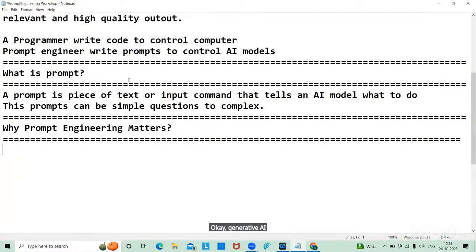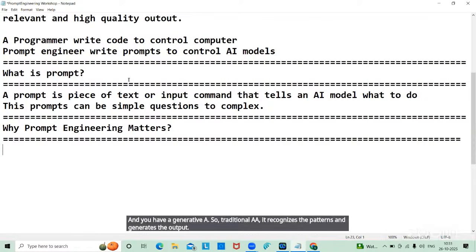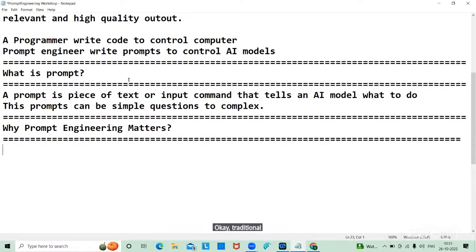See, generally you have traditional AI and you have generative AI. Traditional AI recognizes patterns and generates the output. But generative AI creates new patterns based on what it has learned.